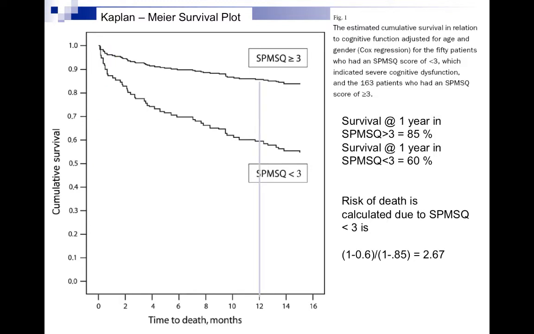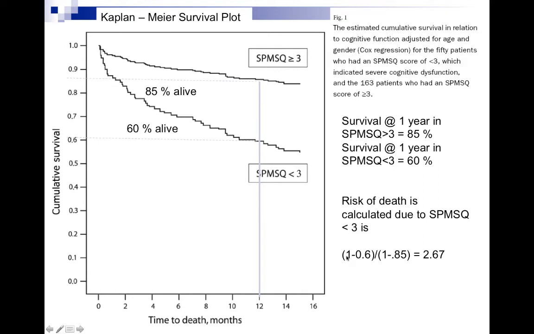So let's look at the 1-year outcomes and calculate a rough odds ratio. The odds ratio essentially looks at how many patients are surviving in the group with delirium, and compares that to the number of patients surviving without delirium. And what you're going to look at is a relative rate. So we have survival at 1 year: the group above 3 is 85% survival at 1 year, and the group below 3 is 60%. We want to know the risk of death relative to the group that's surviving.